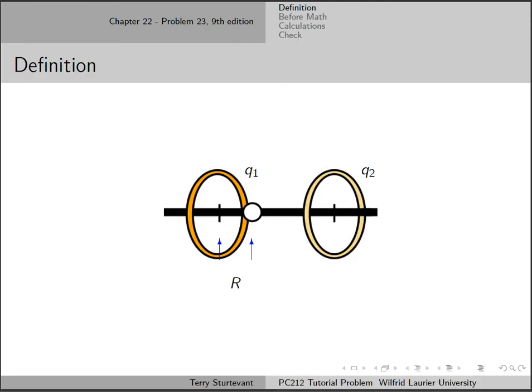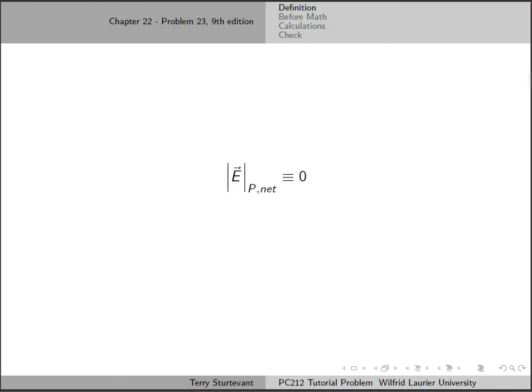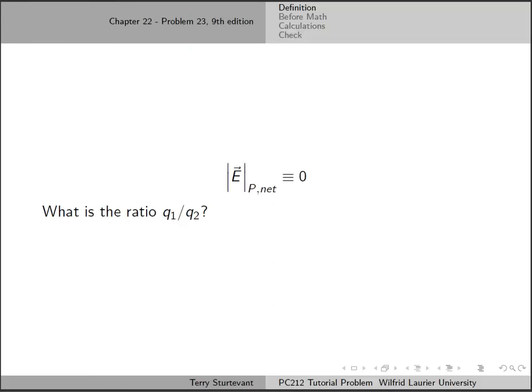The distance from Q1 to point P is r, and the distance from the center of Q2 to point P is 2r. So, we're told that the net electric field at P is 0, and we are asked to find the ratio of Q1 to Q2.